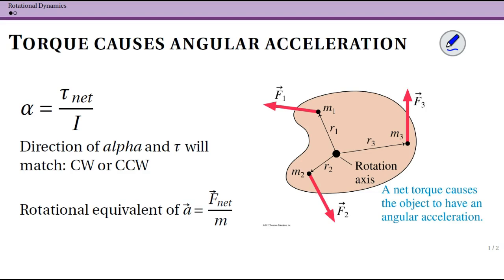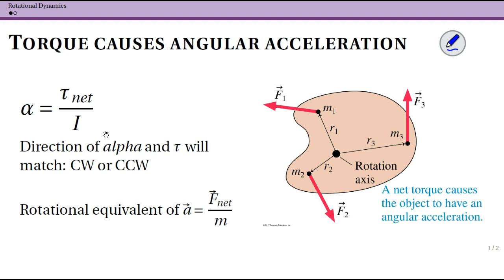Rotational dynamics is now just the analog in rotation for dynamics, when we talked about forces and accelerations being related. Now what we get to say is that torque causes an angular acceleration. And the equation that we're going to write is that the angular acceleration of our object is defined as the total torque, net torque, divided by the moment of inertia of our object.